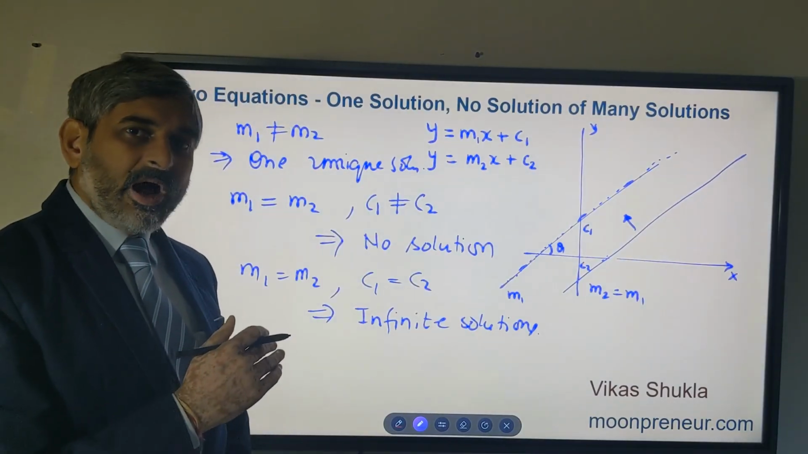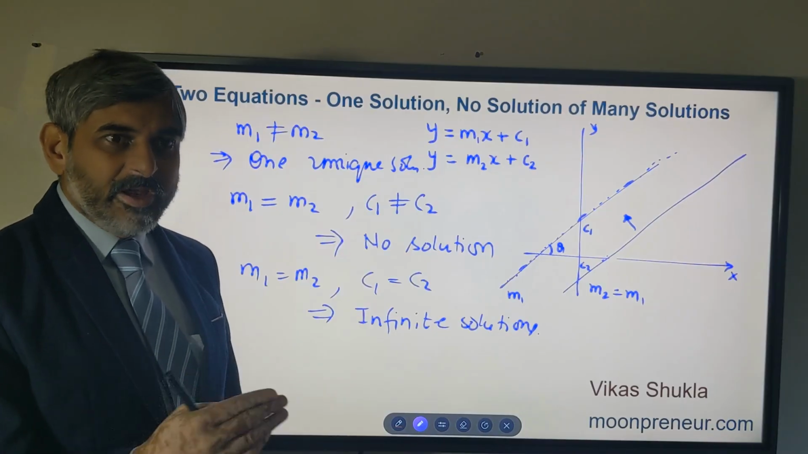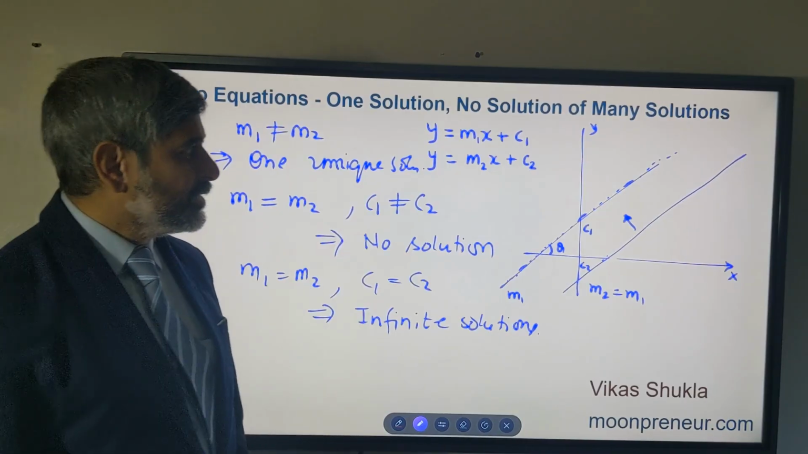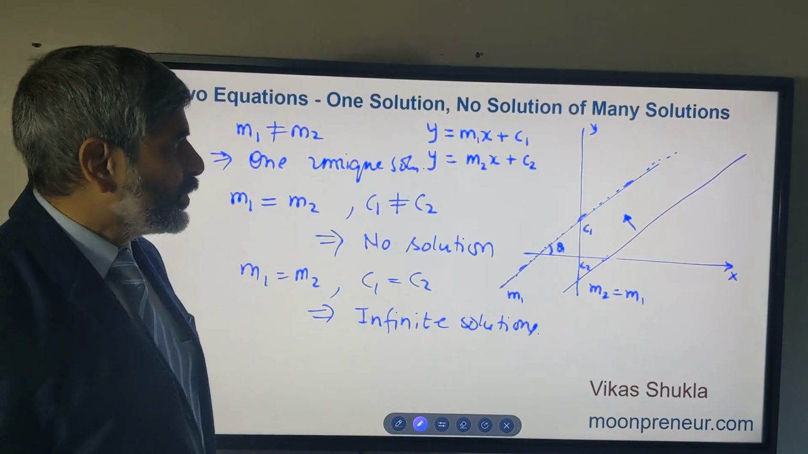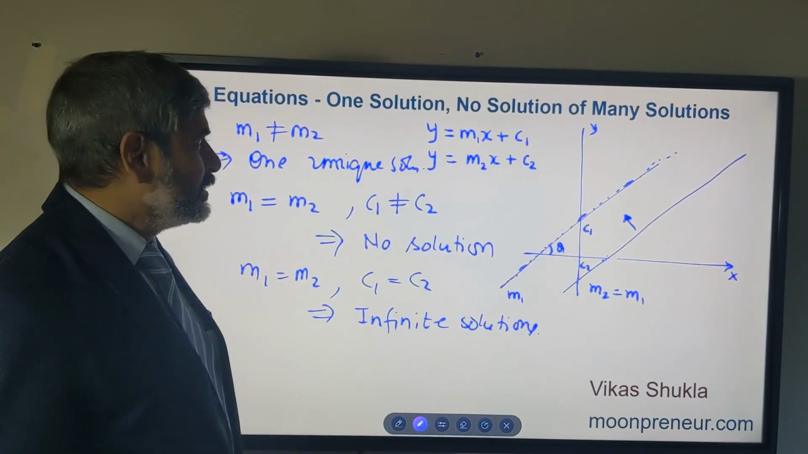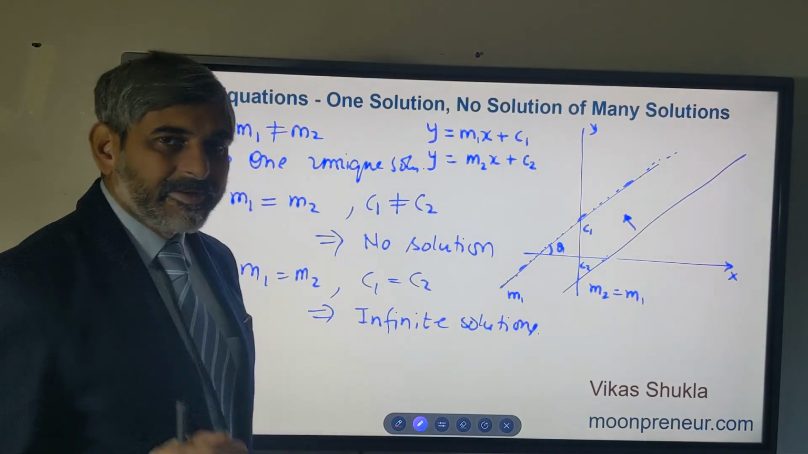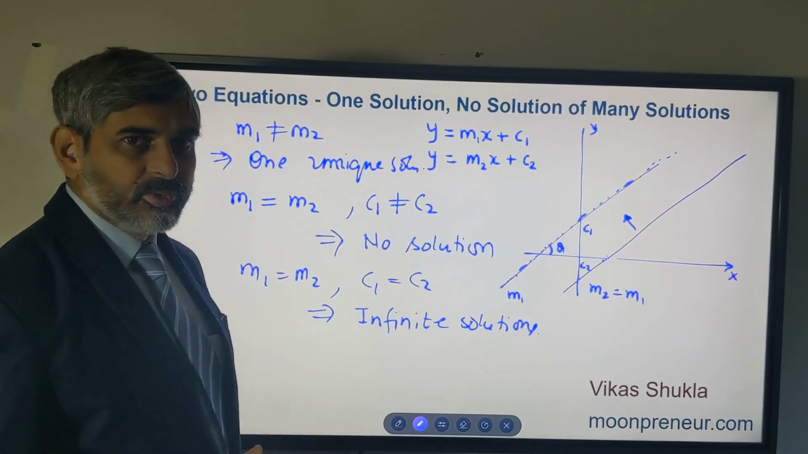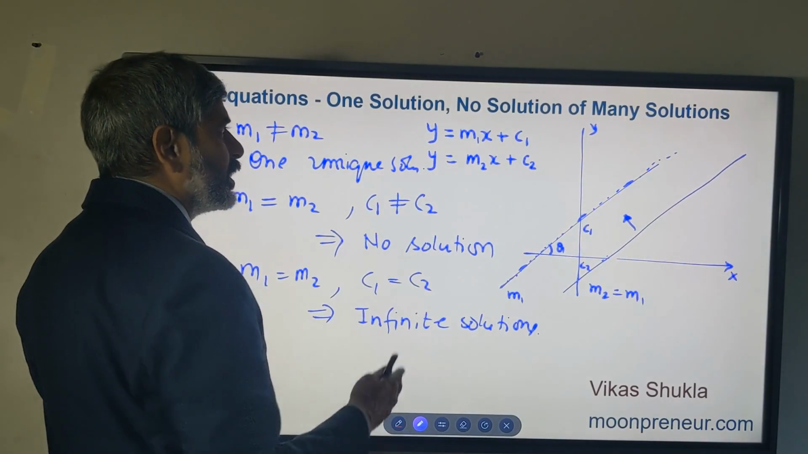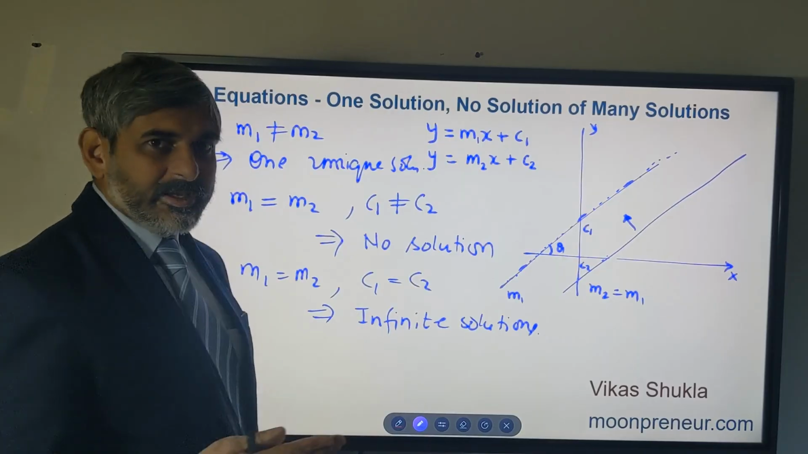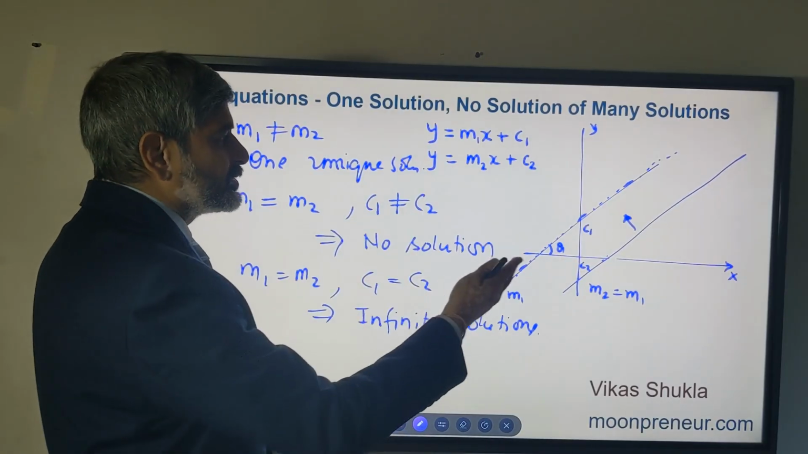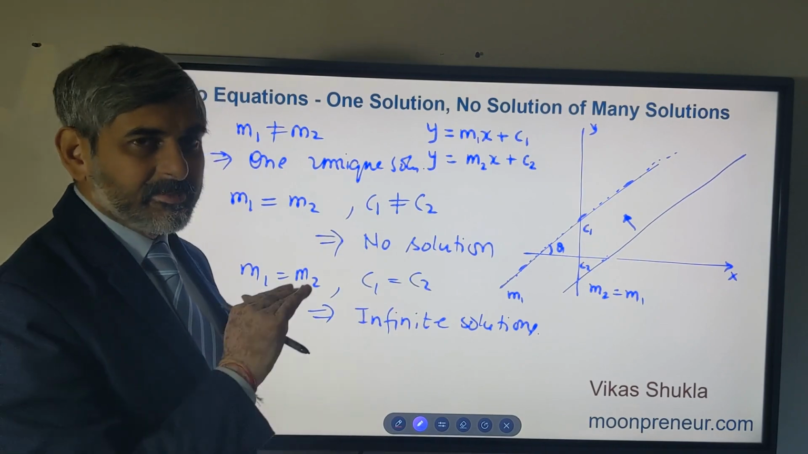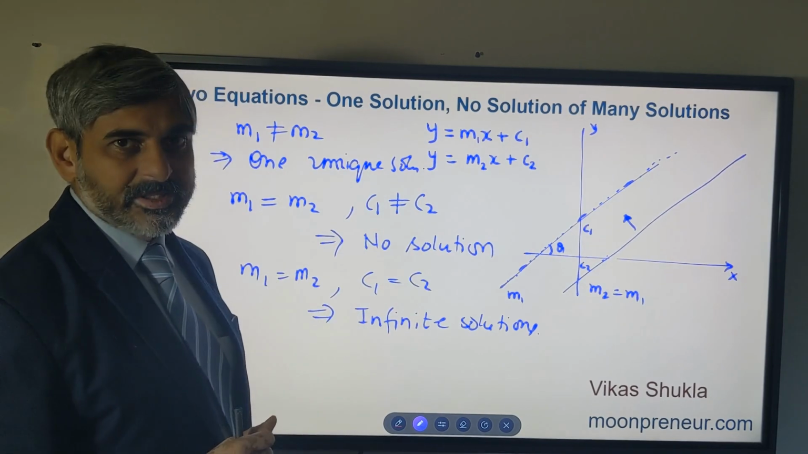This is an important concept, and it's going to be very useful in your higher grade algebra or linear algebra courses as well. This is one way of graphically understanding it, but you can extend this concept to multiple variables, for example x, y, and z. Then instead of a two-dimensional line, you will have three-dimensional planes, but the concept still remains the same.